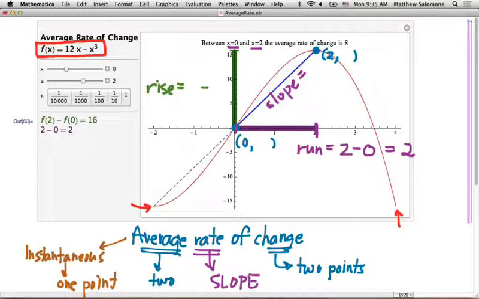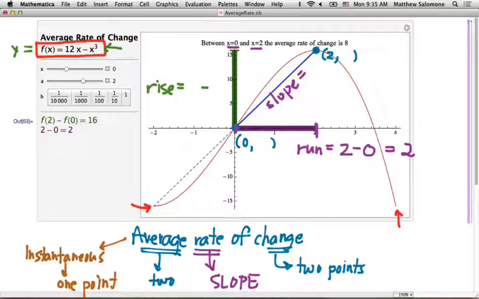What about the rise? Well, I need to know what the y-coordinates of these points are. How do I find out what the y-coordinate of a point on a graph whose equation I happen to know? Here's the equation for the function whose graph we're looking at. How do I find the y-coordinates? On the graph of a function, by definition, the graph of a function is a set of points where the y value is equal to the function applied to the x value. Y is equal to f of x. So every y value is just this function evaluated at the corresponding x value.